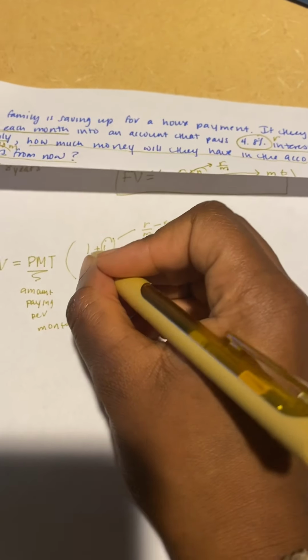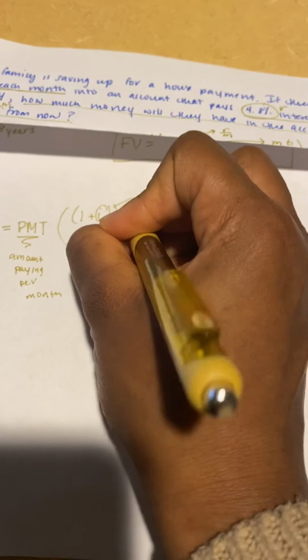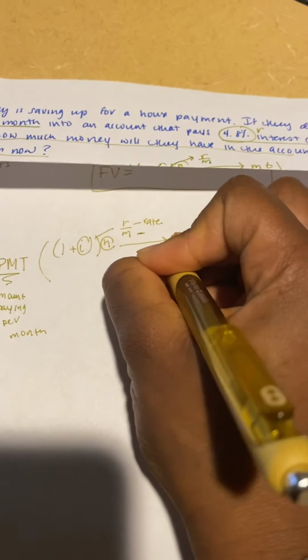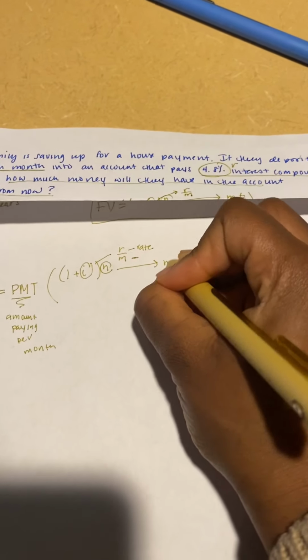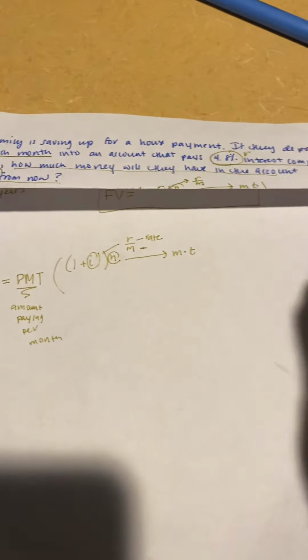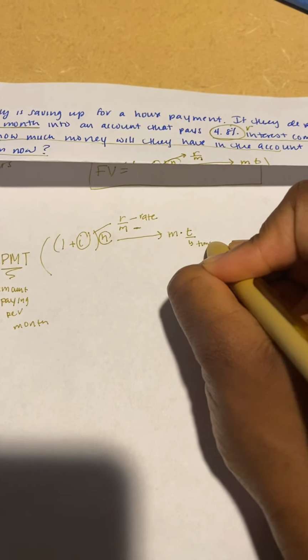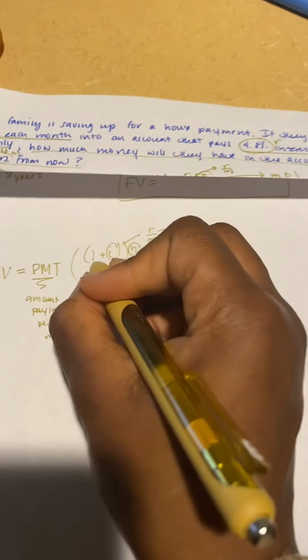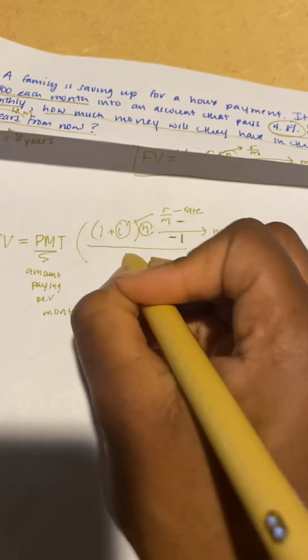Then 1 plus I to the n power, and your n power is also abbreviated to some other format. Your n stands for your m times t, where t stands for the time that they've given you. All over, and then the minus 1. Then all over I.